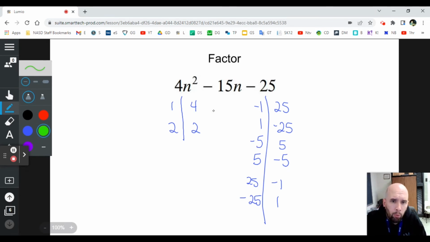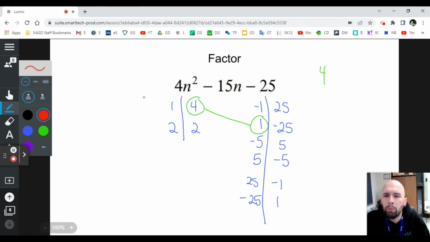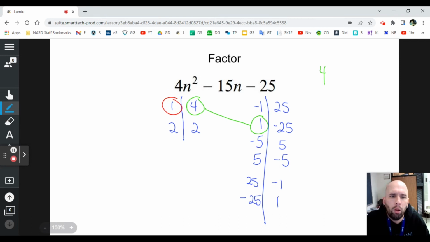So let's just try a random one that I know will not work. Okay, multiply the insides. 4 times 1 is 4. Multiply the outsides. 1 times negative 25 is minus 25. Add them up, you get negative 21. It doesn't work. So it's not that one.